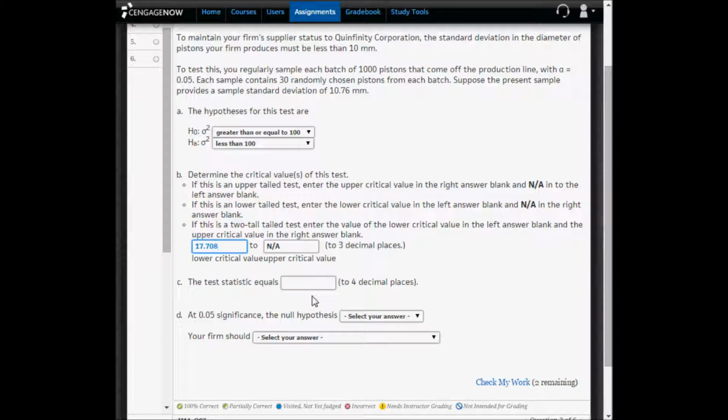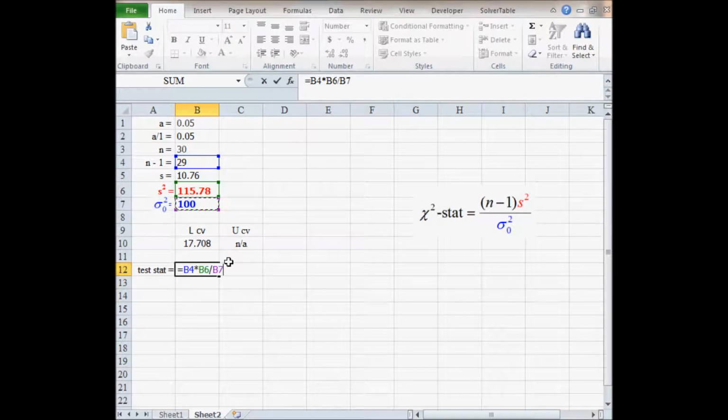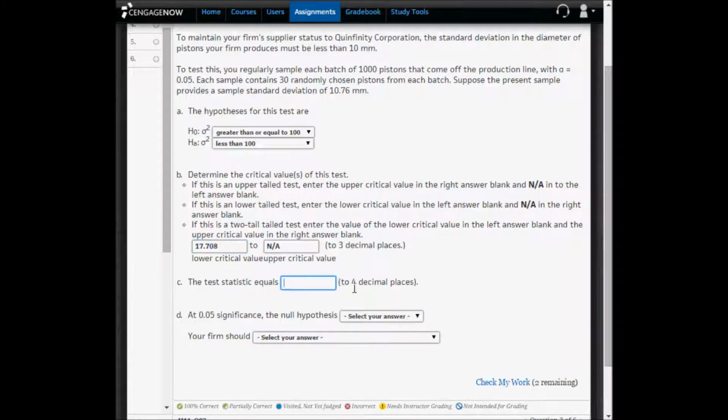In part C, we need to calculate the test statistic. To do this, I'm going to go ahead and put that lower critical value here too. To do that, we take the degrees of freedom and we multiply by the sample variance and we divide by the hypothesized variance. So the test statistic is 33.5755. I'm going to copy that and paste that into CengageNOW.